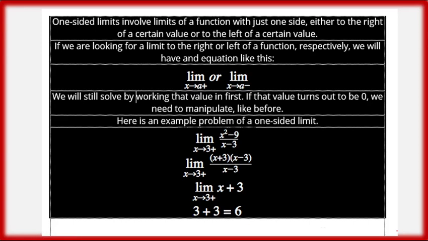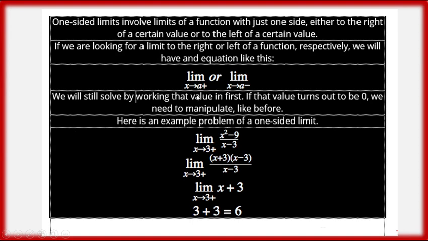One-sided limits involve limits of a function with just one side, either to the right of a certain value or to the left of a certain value. If we are looking for a limit to the right or left of a function respectively, we will have an equation like this: limit x tends to a plus or limit x tends to a minus. This is for right, this is for left hand limit. We will still solve by working that value in first. If that value turns out to be 0, we need to manipulate like before, that we have already discussed.